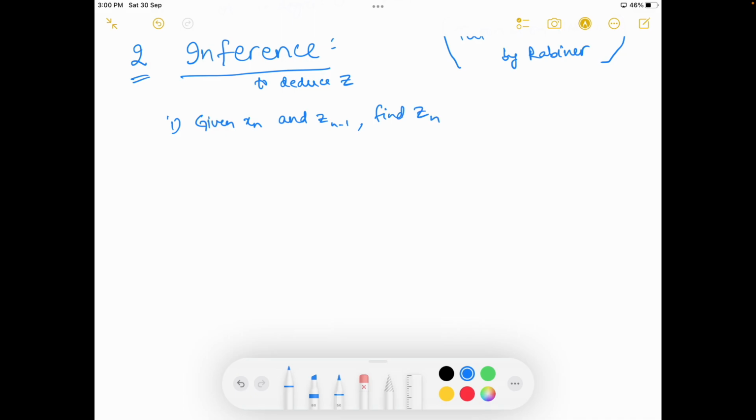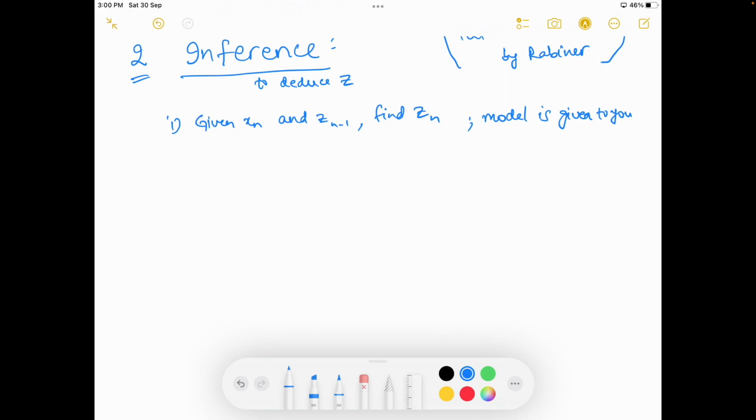Find zn. If I tell you today the temperature is this much and yesterday the season was rainy season, tell me what is the season today. How will you tell? And the HMM is given to you. I've given you the model.